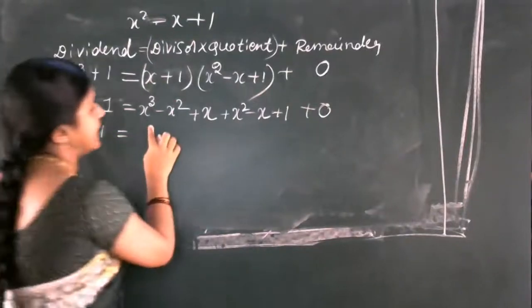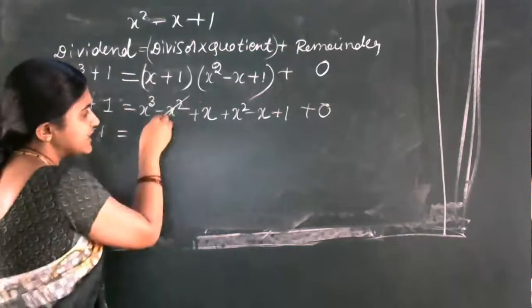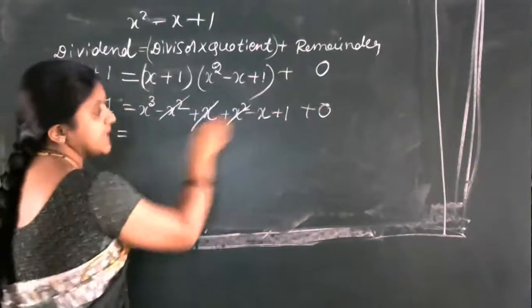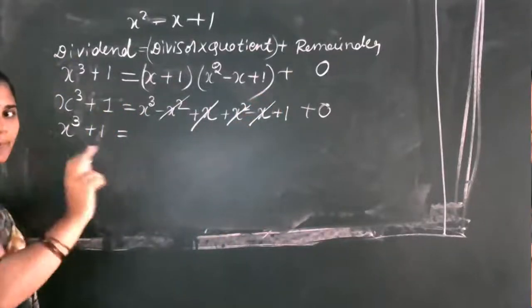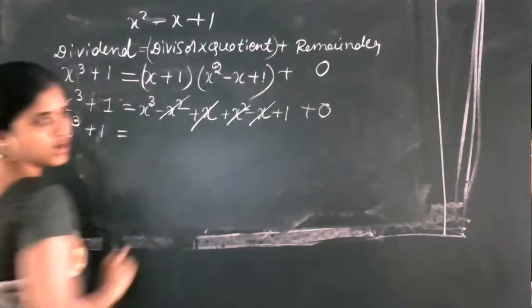Now come to this side. Here some terms we can cancel easily. Minus x square plus x square we can cancel. Plus x minus x we can cancel. Okay, same term with opposite sign. Plus x cube plus 1 plus 0 is remaining.